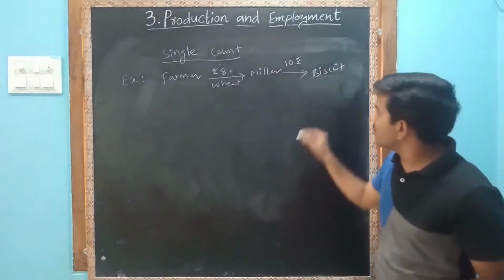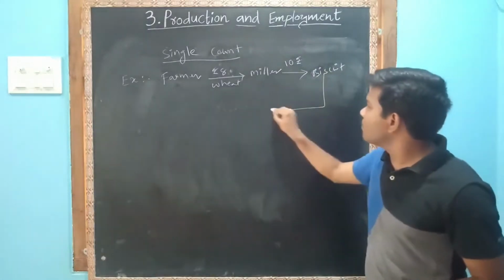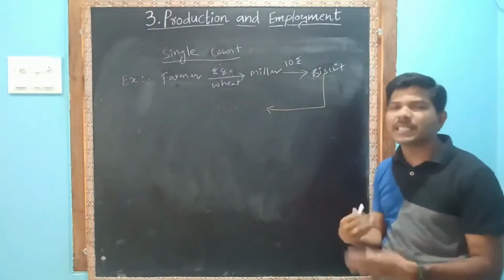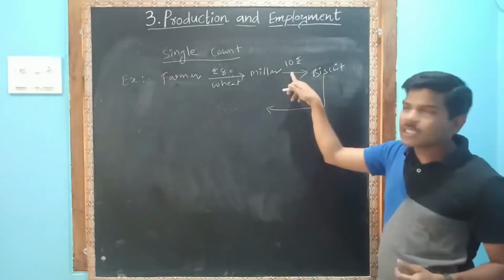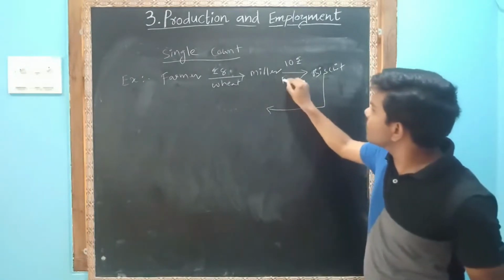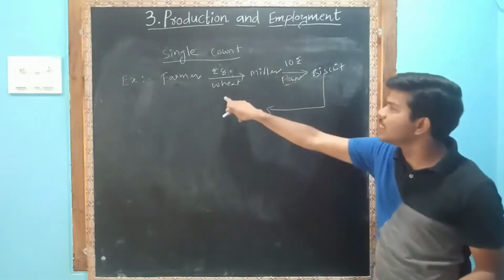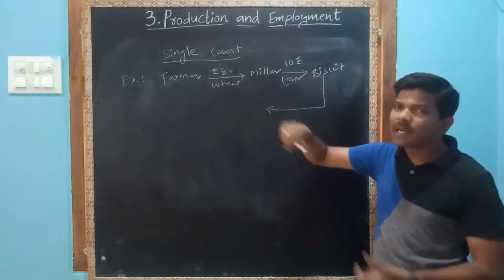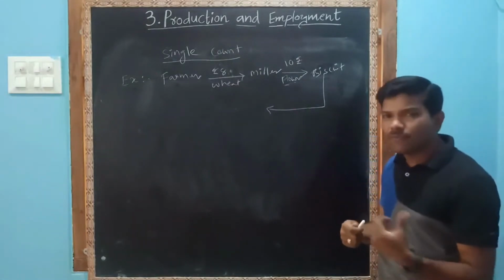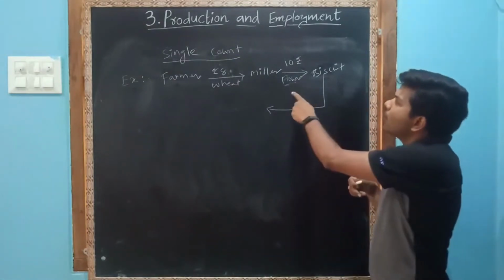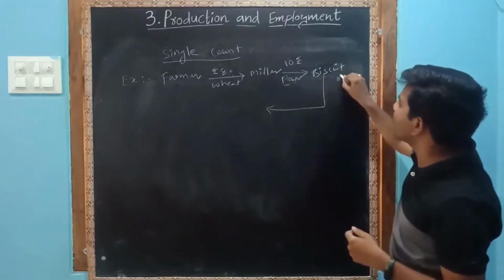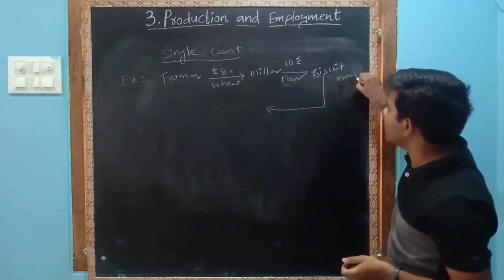Industry, biscuit maker. What did the biscuit maker do? The biscuit maker made biscuits with the help of flour. Wheat became flour; flour means atta. The farmer sold wheat for 8 rupees to the miller. The miller ground that wheat, then flour came. The flour was sold to the biscuit manufacturer.